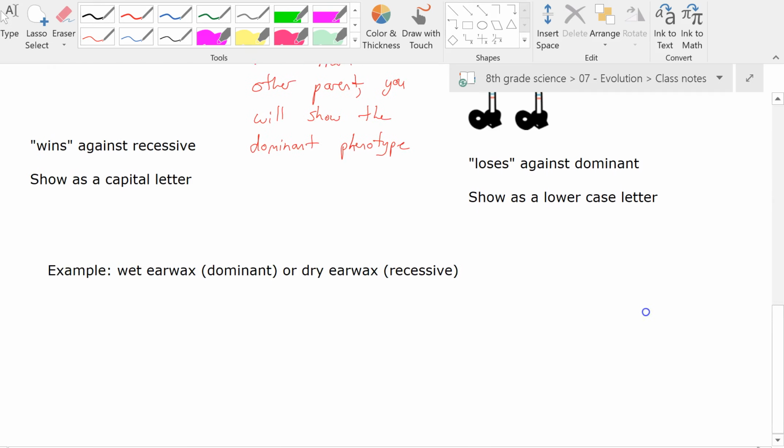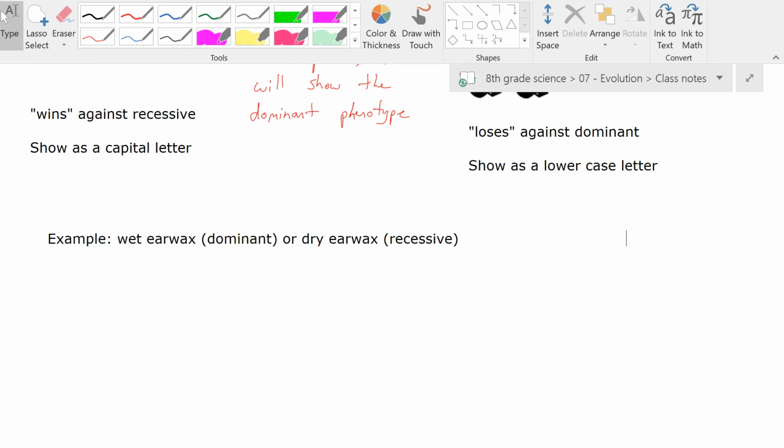So let's look at an example. If you put your finger in your ear and you come away with a little earwax, that earwax is going to be either a little bit wet or it's going to be dry and crumbly. And it turns out that wet earwax is the dominant version of that trait. Dry earwax is the recessive version. So to show dominant versus recessive, we're going to use a capital letter for dominant. We'll use E's here, E for earwax. So a capital E for wet earwax and a little e for dry earwax.